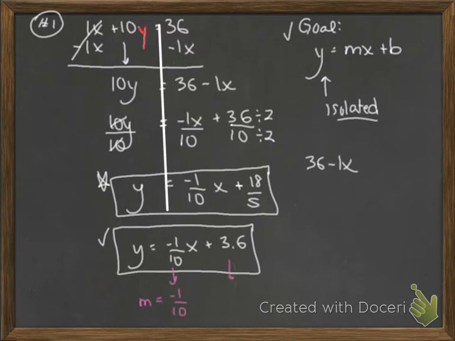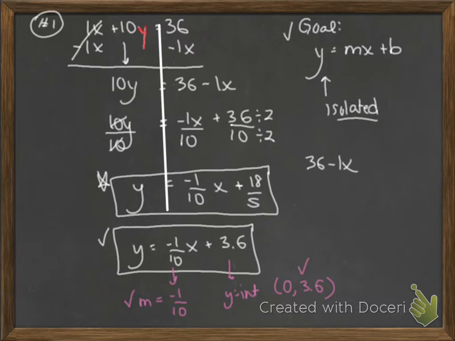And that my y-intercept would be the point 0, 3.6, right? Because that's the y value of the y-intercept. So if I wanted to graph this, I could start by graphing the y-intercept, and then I could use the slope to generate more points.